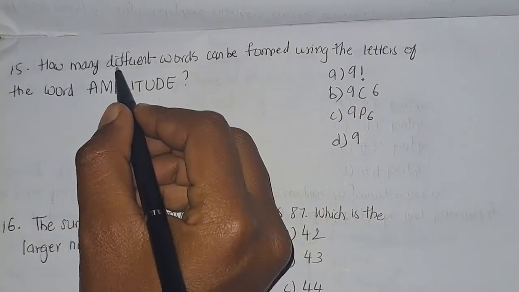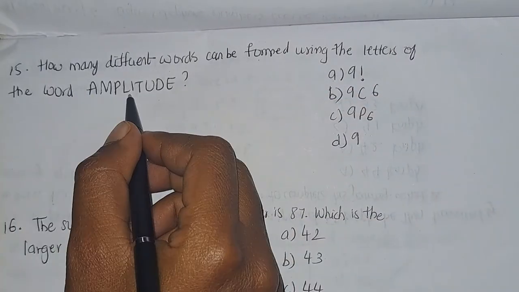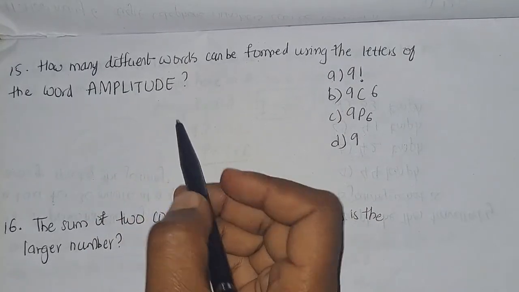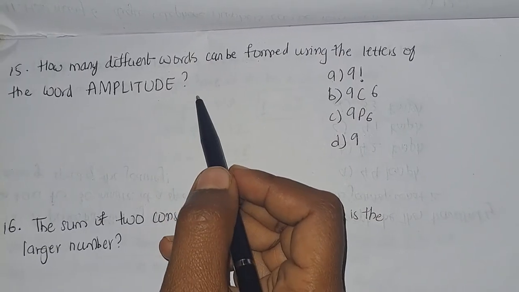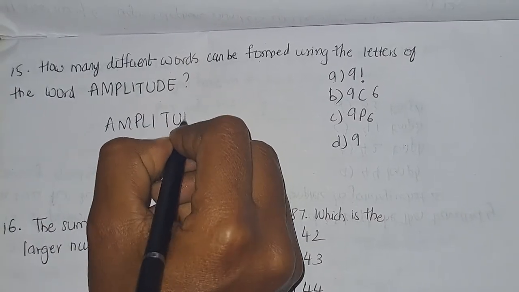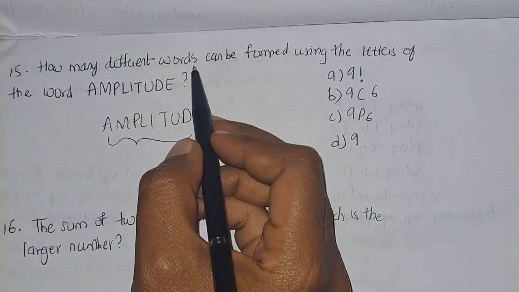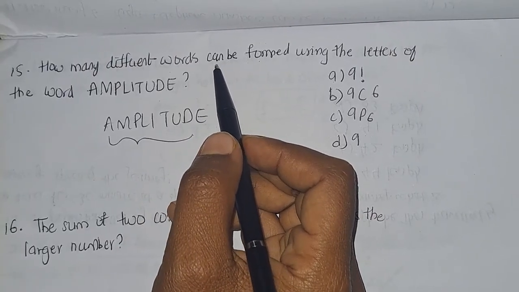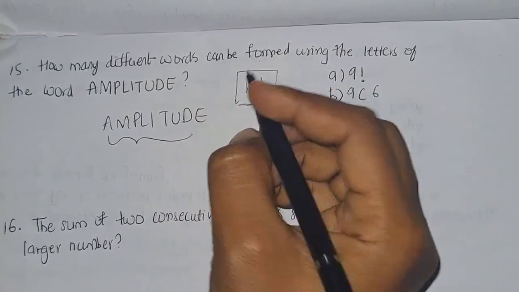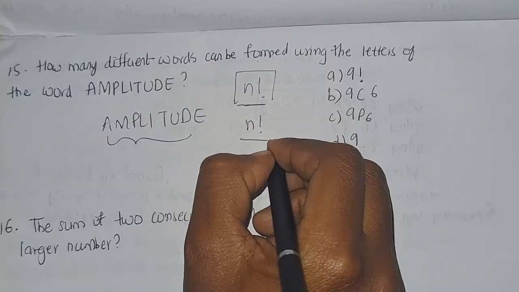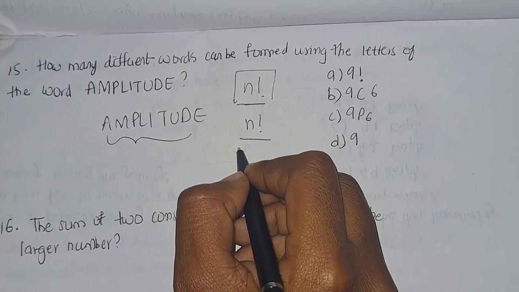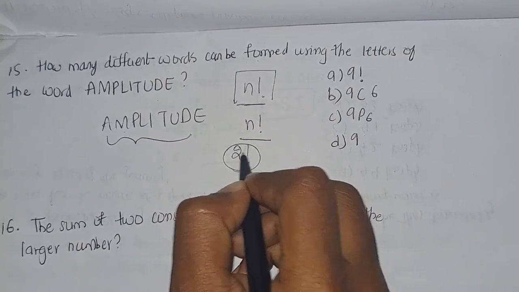Now this question: how many different words can be formed using the letters of the word aptitude? If you are familiar with my channel, you can already observe this question in my YouTube shorts. I have already explained this, but let me explain it once again. The number of ways a word can be arranged is n factorial when all the letters are unique. Whenever you have an n-letter word with some repeated letters, you divide by the factorial of the number of times each letter repeats.